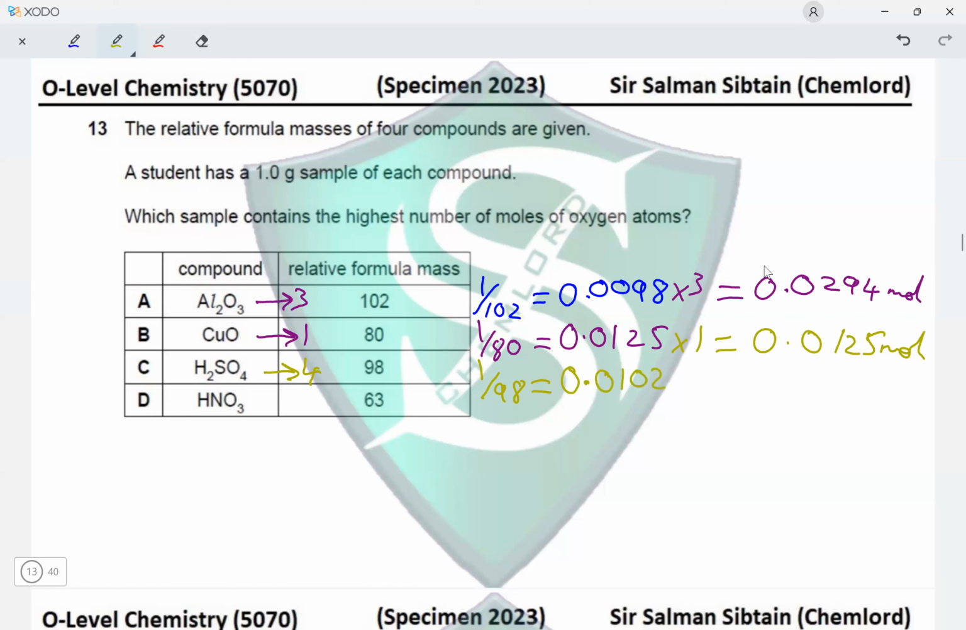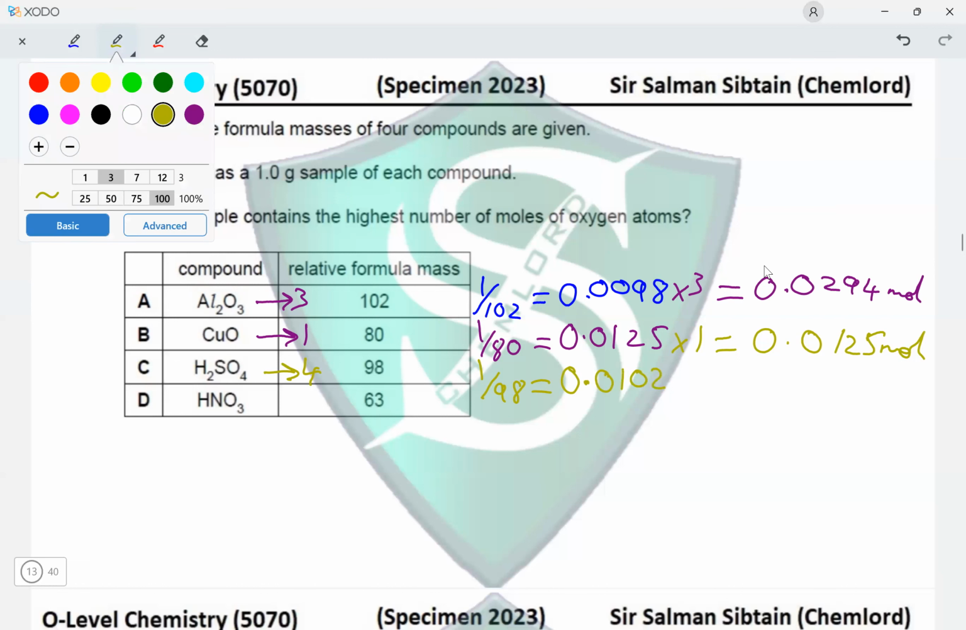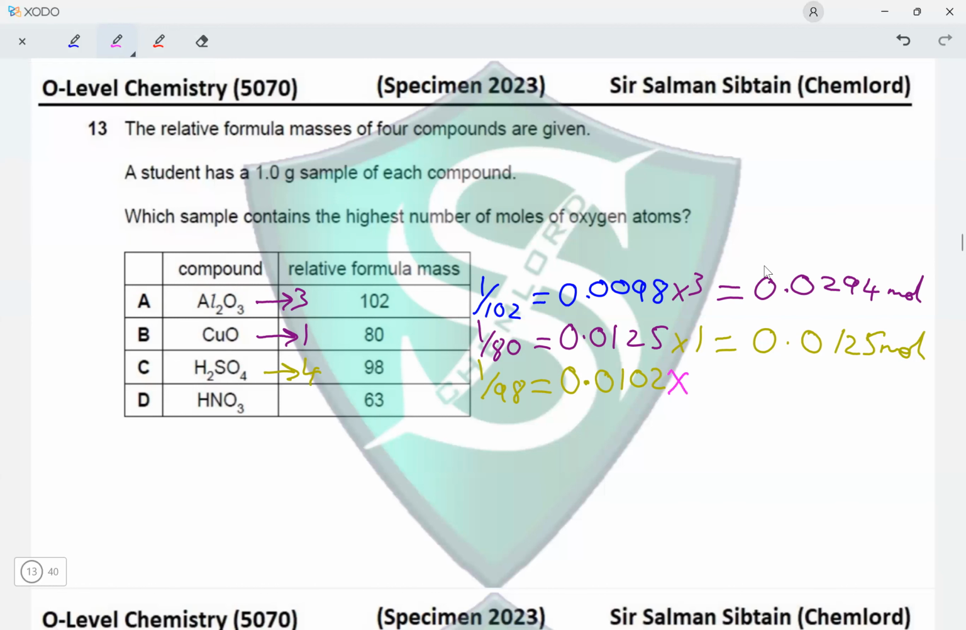Now what we would do is multiply this value by 4 because H2SO4 contains 4 oxygen atoms. And when we multiply this by 4, we end up with a value of 0.0408 moles of oxygen being present.